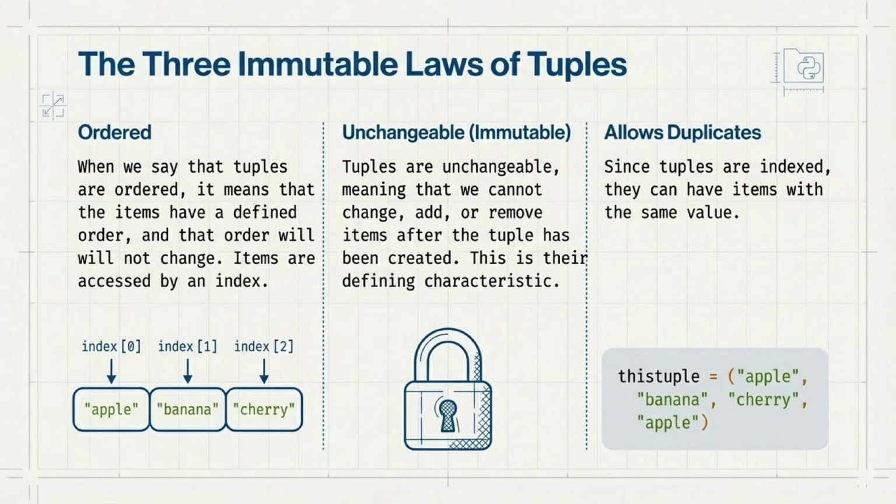The third law states that tuples allow duplicate values. Unlike sets, tuples do not enforce uniqueness because they are indexed collections. The same value can appear multiple times at different positions. The example shown, apple, banana, cherry, apple, is perfectly valid. Each occurrence of apple is treated as a separate element identified by its index.